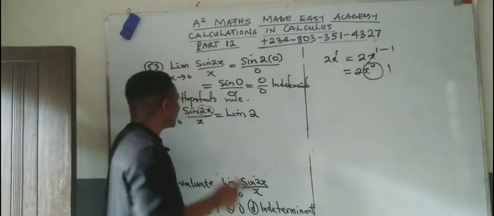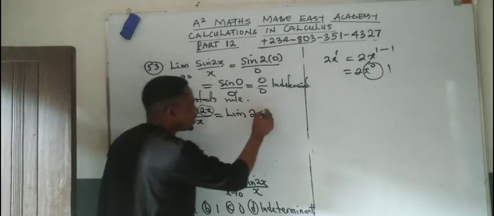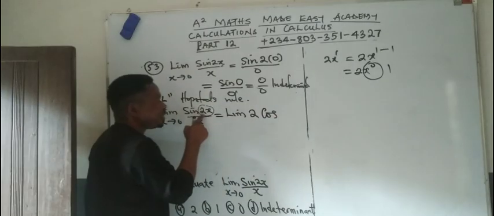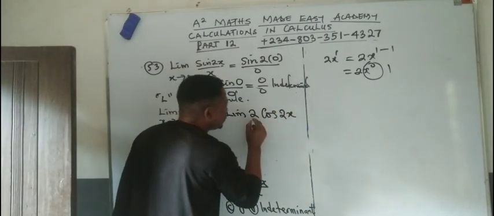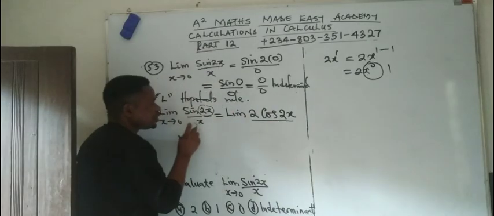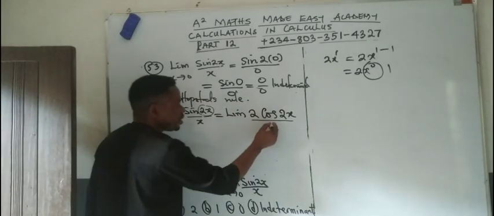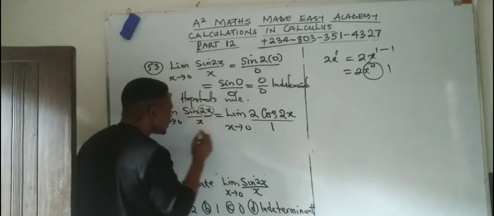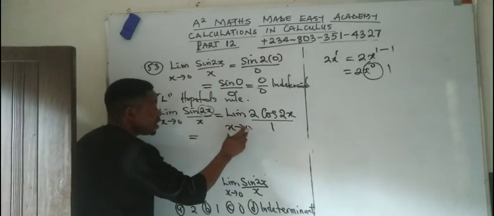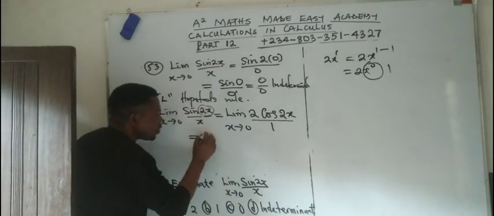Now the next thing is to differentiate sine. I taught you, sine is always cos. Then repeat the function, and the function is 2x. Now divided by the derivative of x, which gives you 1, as x approaches 0. Now let's take the limit. Anywhere we see x, remove it and put 0.